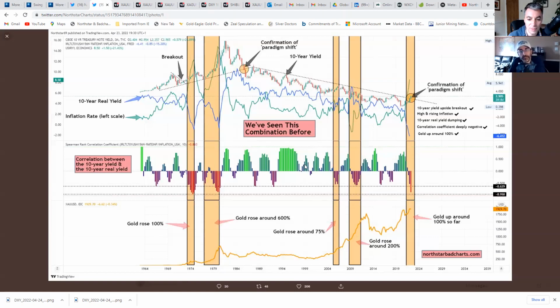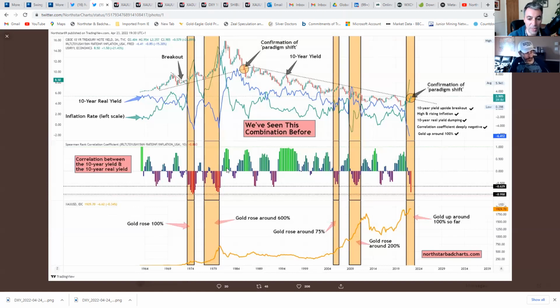And something else I put on this chart is the correlation coefficient. This is what's called the Spearman rank correlation coefficient. You don't need to worry about that. What it basically shows is how two instruments are correlated with each other. I've set it up on this particular chart so that it shows the correlation between the 10-year yield and the 10-year real yield. So when the bars are red or purple and below the zero line, it means there's a negative correlation. It means that they're moving in opposite directions.